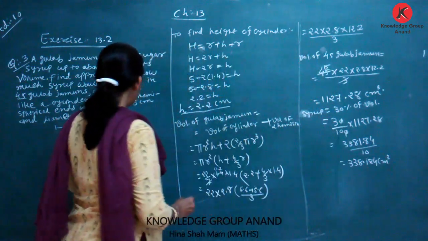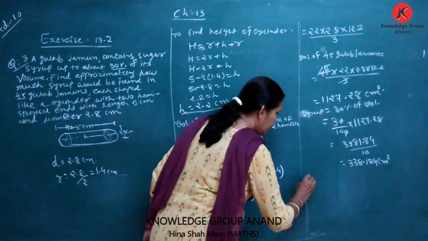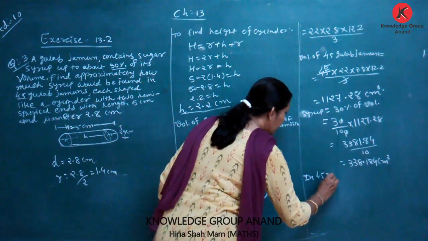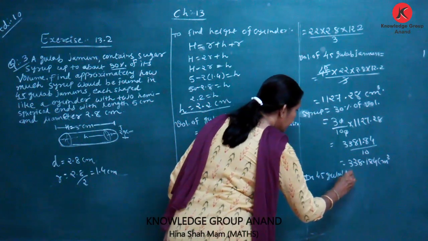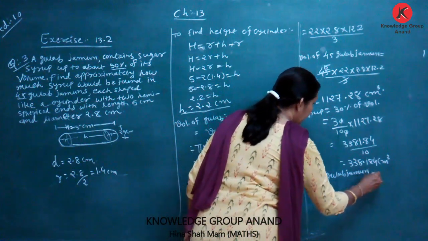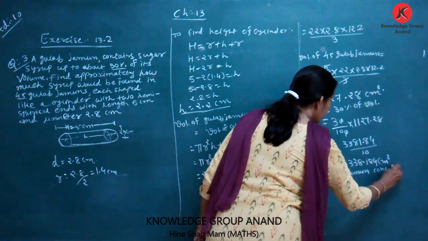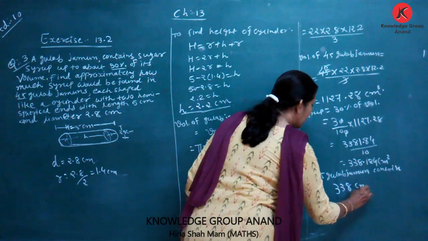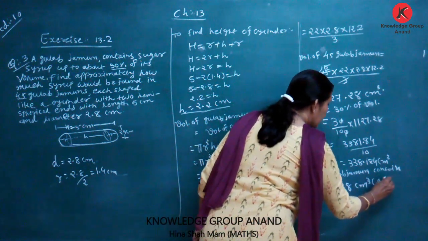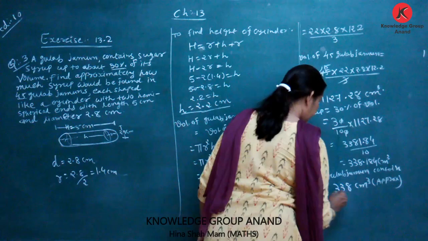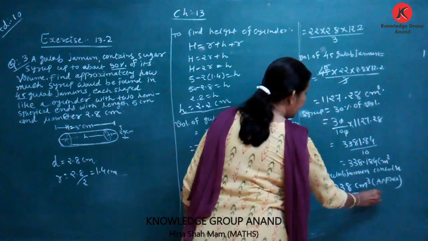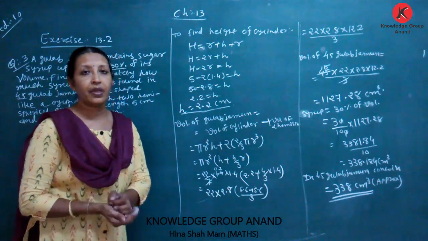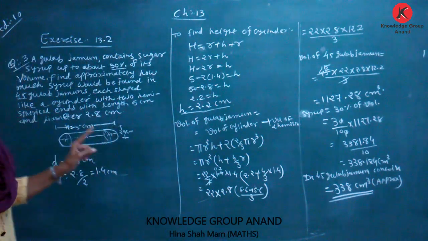Then syrup in 45 gulab jamuns contains how much syrup? 338 centimeter cube, approximately. 338 centimeter cube.